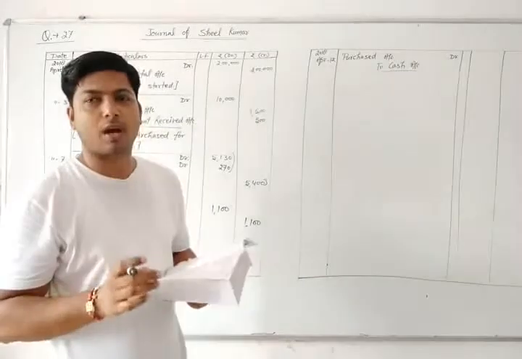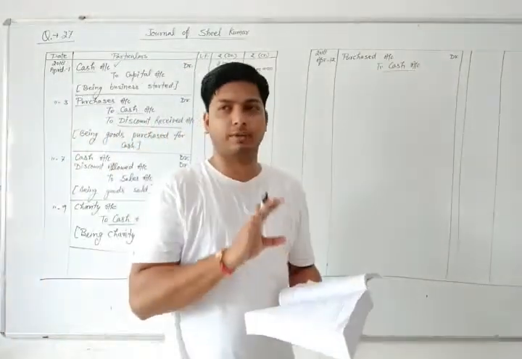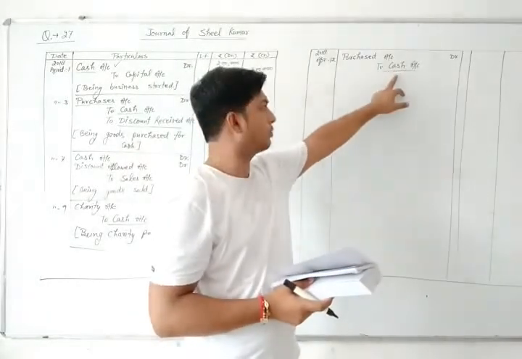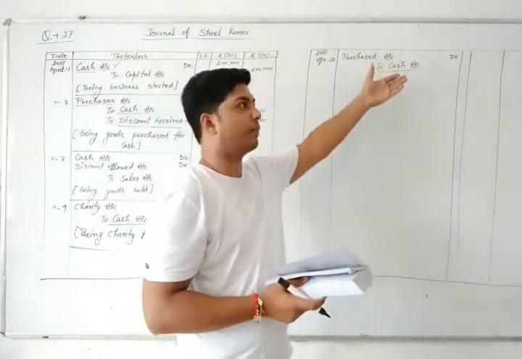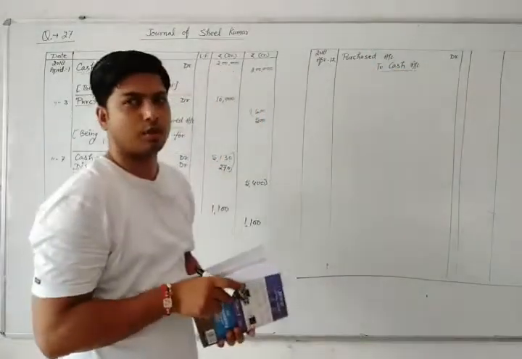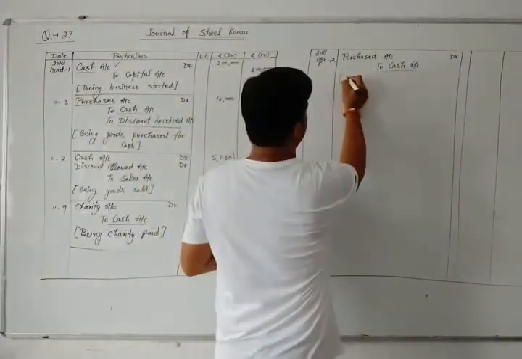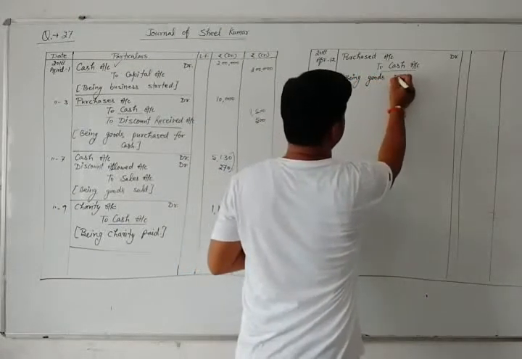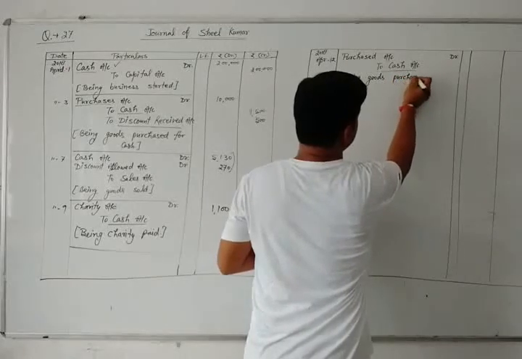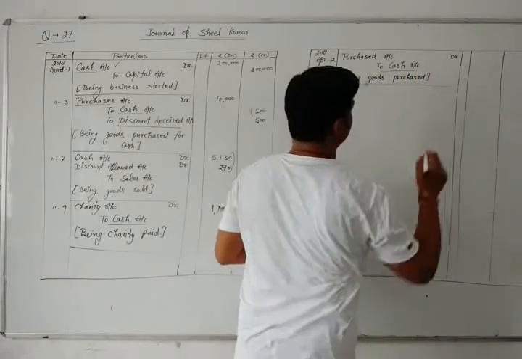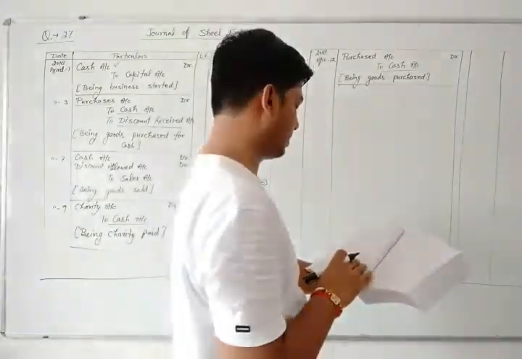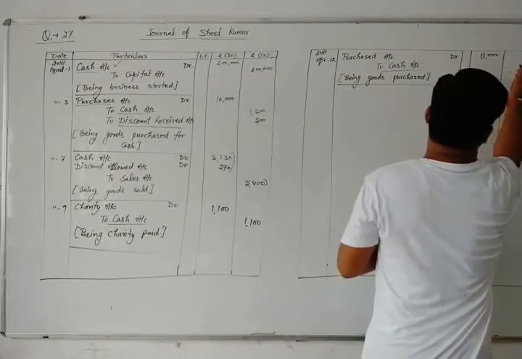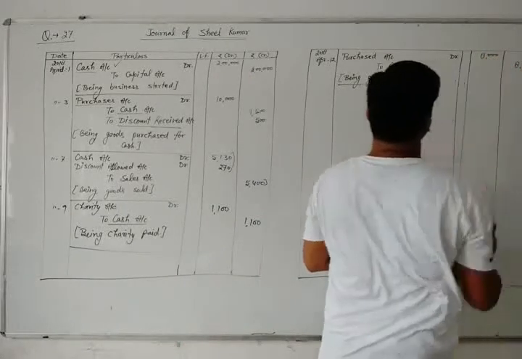The name of Ram is given in the transaction, but we are not using it because the transaction is made in cash. If cash would not have been there, then the name of Ram would have been taken in place of cash. So the entry's narration would be goods purchased for cash from Ram. You can write the complete narration also. Amount is 8,000, debit and credit, both sides will be shown.